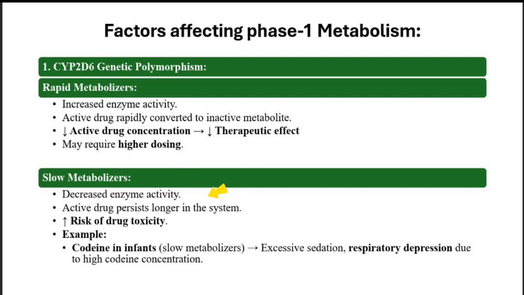Slow metabolizers. This decreases the enzyme activity. Active drug persists longer in the system, thus increasing the risk of drug toxicity. Example: codeine in infants, slow metabolizers, can cause excessive sedation and respiratory depression due to high codeine concentration.